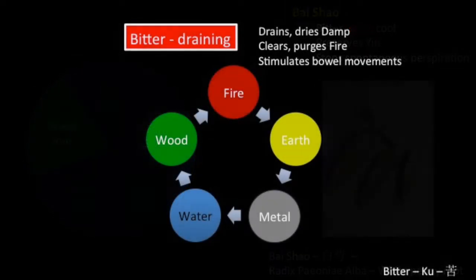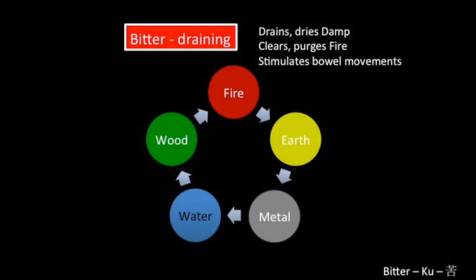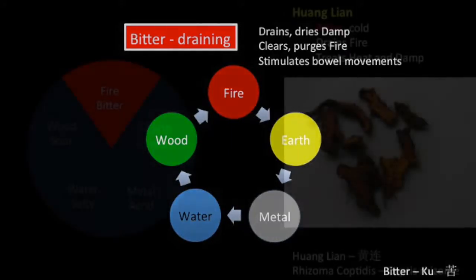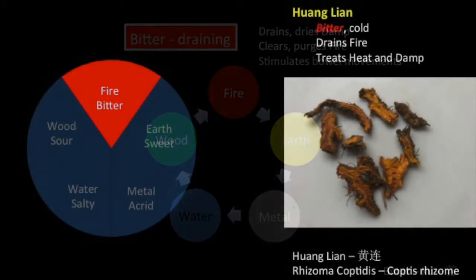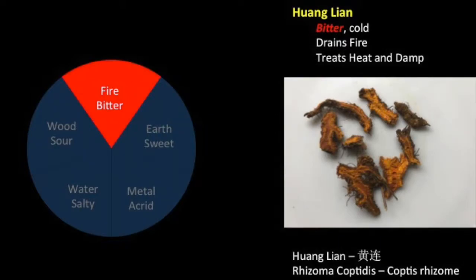Bitter dries damp and drains. It lowers adverse rising qi. It clears, purges, and disperses fire. It stimulates bowel movements. A herb in this category is huanglian, or Coptis rhizome. It is bitter and cold and drains fire. It treats heat and damp.